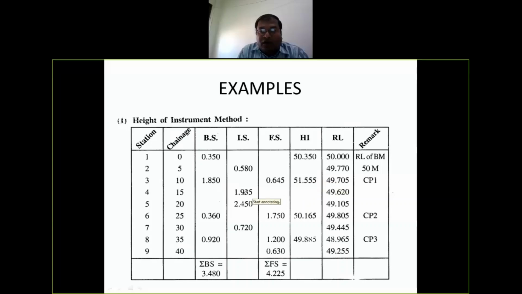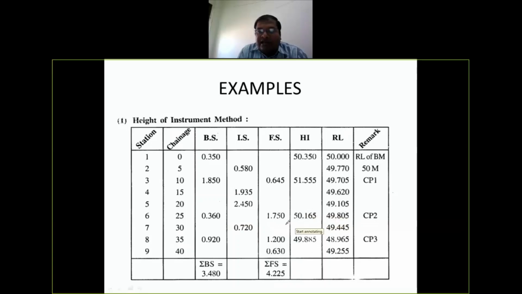So you can see here 1.935 is there. You have to deduct this value from this new HI. You will get RL of this particular point 4. Same way 2.450 आपका IS की वैल्यू दी है, इसको आप new HI 51.355 में से घटाओ, आपको नया RL मिल जाएगा 49.105. सेम वे 1.750 आपको दिया हुआ है, उसको आप न्यू एच आई में से घटाओ, आपका 49.805 आ जाएगा। यहाँ पर फिर से आपने चेंज पॉइंट लिया है, आपको फिर से न्यू एच आई कैलकुलेट करना पड़ेगा। सो आर एल ऑफ चेंज पॉइंट 49.805 plus 0.360, you will get 50.165.